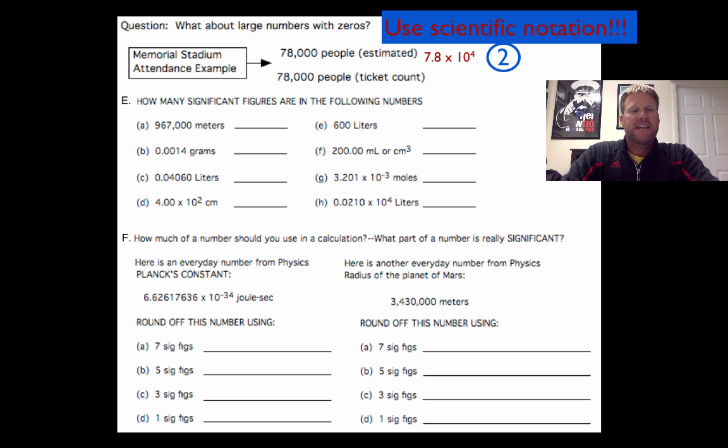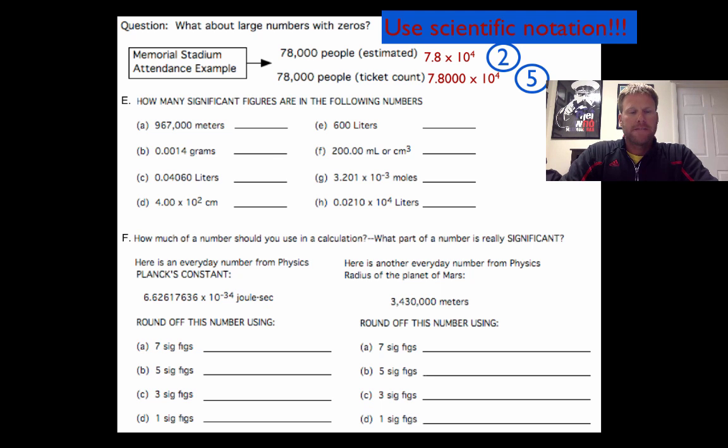Now let's say the ticket takers get an actual ticket count. They count up all the tickets and they get 78,000 tickets on the dot. This value would have 5 significant figures. So when writing the number in scientific notation, you would write 7.8000 times 10 to the fourth.